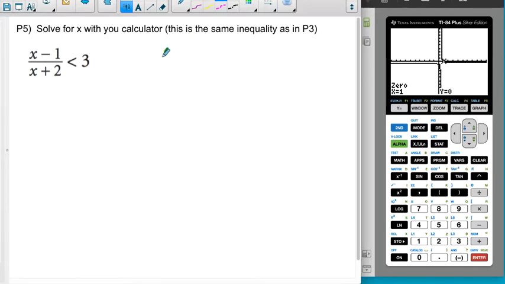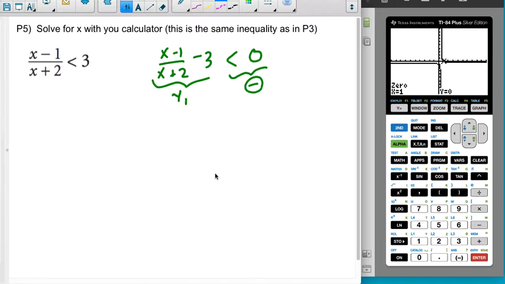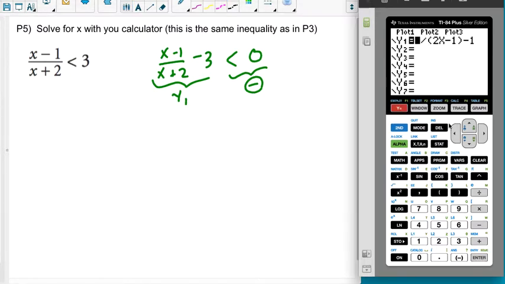Same idea. What I'm going to do is I'm going to move that 3 over. So I'm going to subtract the 3, and I want when this thing is less than 0, so I'm looking for when this thing is negative. This is what I'm going to put in as my y1, right? So I go to my y equals, I'm going to put in parentheses x minus 1 divided by, in parentheses, x plus 2, close the parentheses, all minus a 3, and then I'm going to zoom 6, but it's already zoomed 6.